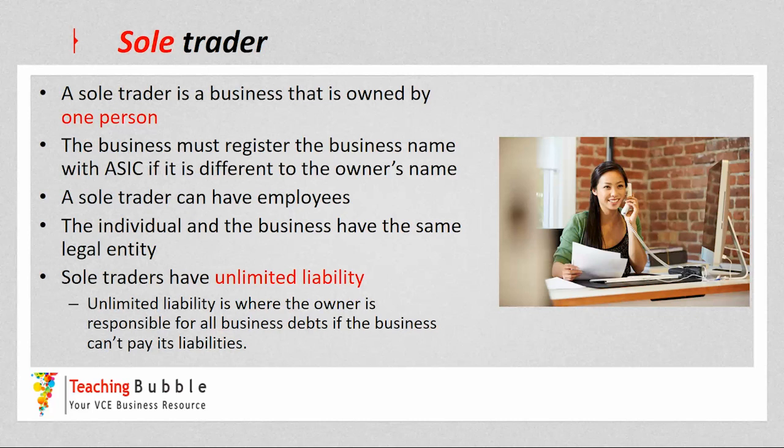So for example, a sole trader named Alison Smith doesn't need to register the business name if she is simply going to call the business Alison Smith. However, if the name of the business is going to be different to the owner's name, or something is even added to the owner's name, such as Alison Smith Inventions, then it would need to be registered with the Australian Securities and Investments Commission, and that's the ASIC, as you can see there.